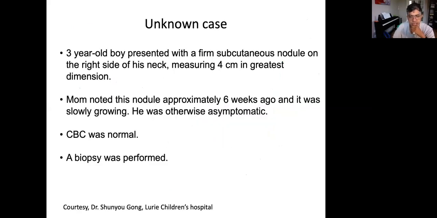So, an unknown case. Okay, let's do one unknown case. This case actually came to the Children's Hospital locally, and Dr. Shunyu Gong gave me this case. This is a 3-year-old boy who had a firm subcutaneous nodule on the right side of his neck, measuring 4 centimeters. The mom noted this nodule 6 weeks ago, and it was slowly growing. He was otherwise asymptomatic. CBC was normal, and a biopsy was performed.